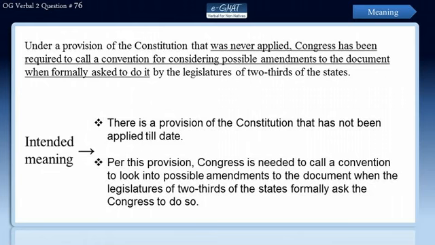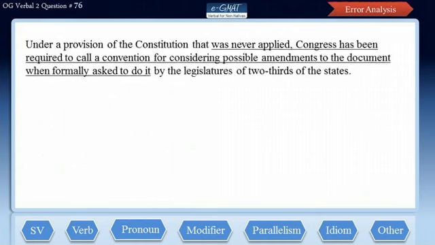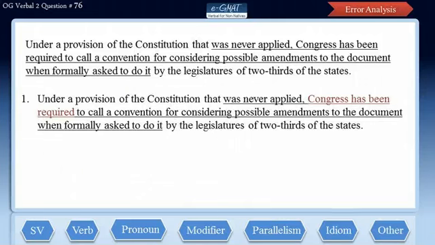Now let us evaluate the errors by splitting this sentence into its clauses. Since this sentence has only one subject-verb pair, we have only one clause here. Congress is the subject and has been required is the verb. Now the verb sequencing is not appropriate here.